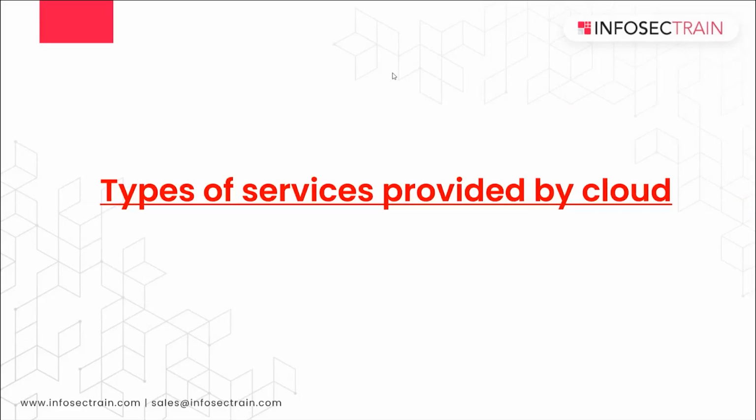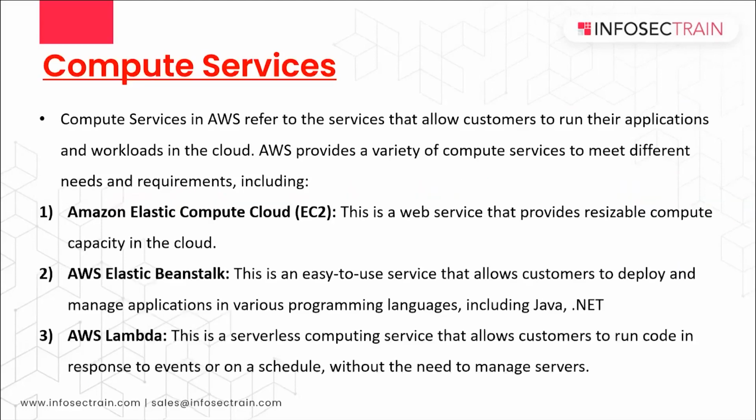Now let's talk about the types of services which are provided by the cloud. Here I'm going to discuss the types of services provided specifically by AWS. The first is the compute services. Multiple types of services are present there. On AWS alone, more than 300 services are present.